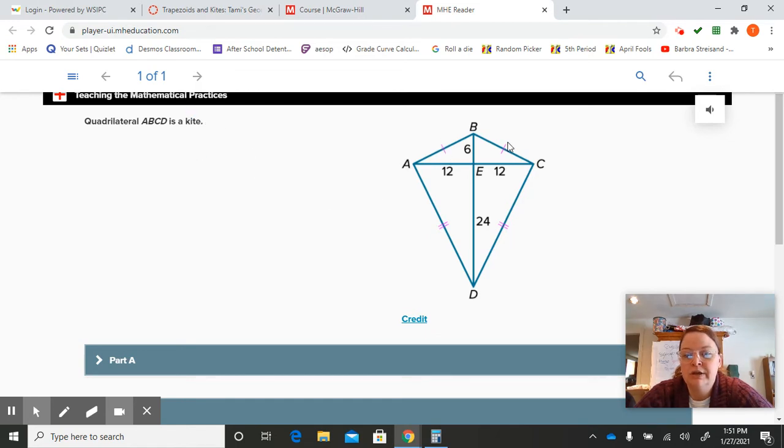So we know AB is congruent to BC. We know AD is congruent to CD. We know the length from D to E is 24. The length from B to E is 6. We know from A to E is 12, and from C to E is 12. So we know this whole thing is 24, and we know this whole thing is 30.